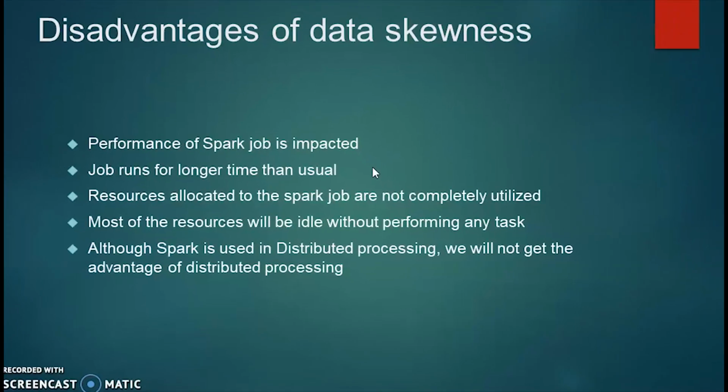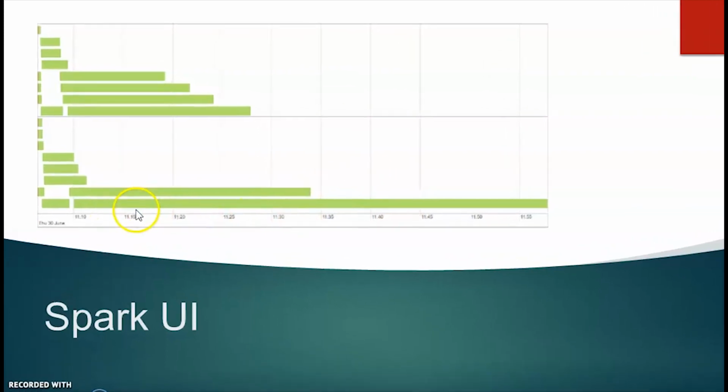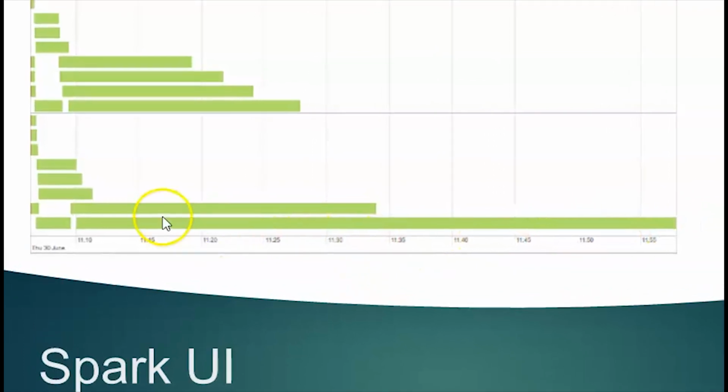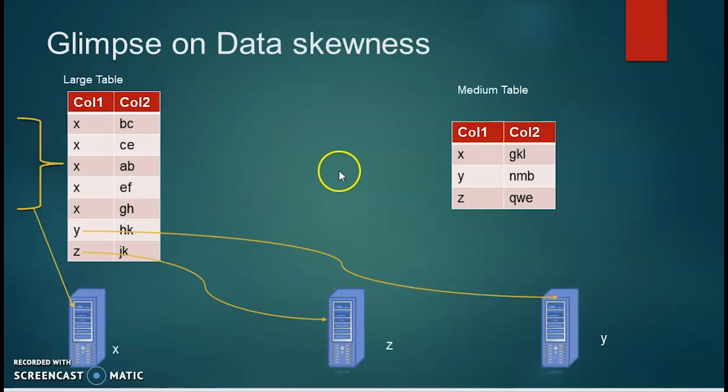Most of the resources will be idle and not performing any task. Due to all these issues, we lose the parallelism and do not get the advantage of Apache Spark distributed processing. Whenever you see data skewness in the Spark UI, you will find this famous issue: one particular task runs for a longer time compared to others, whereas the others complete very fast, while this particular task runs for a very long time.